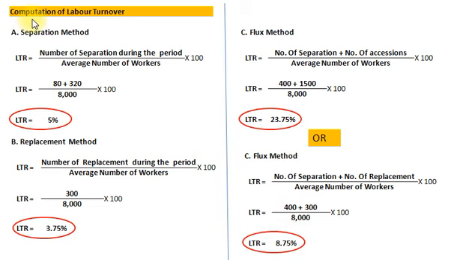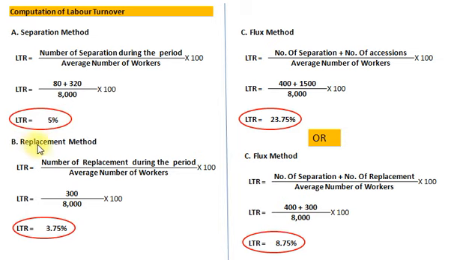Now we will calculate labor turnover rate by 3 methods. First method, separation method, and our formula for labor turnover rate is number of separations during the period divided by average number of workers multiplied by 100. In our example, separations 80 plus 320 workers divided by average number of workers, which we already calculated as 8,000, multiplied by 100. So our final answer, labor turnover rate under separation method, amounts to 5%.